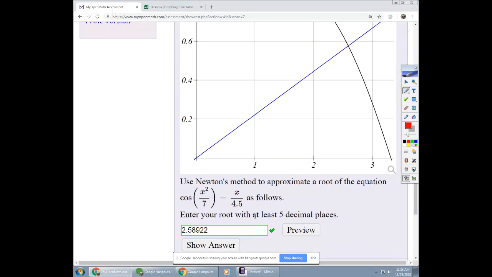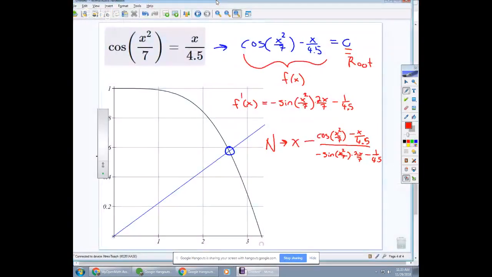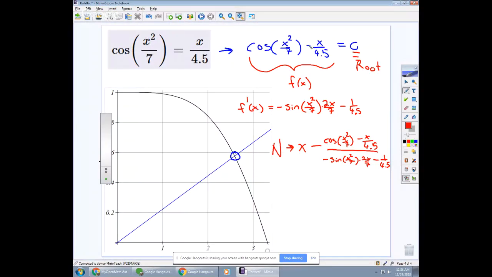Can they see the work that you did to set it up? Yes. The work generally looks like this. You have to make sure you have a 0 on one side if it wasn't already there. Once you get that, that gives you your function. Then take the derivative. Then the setup from there for Newton's method is always x minus the function divided by its derivative. That's what Newton's method says to do.